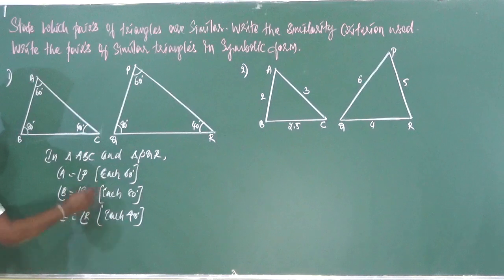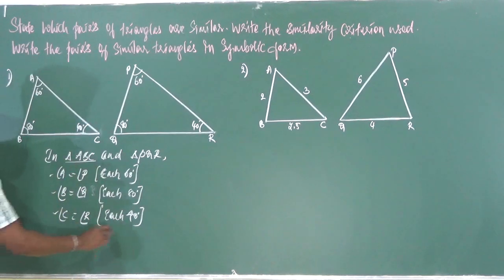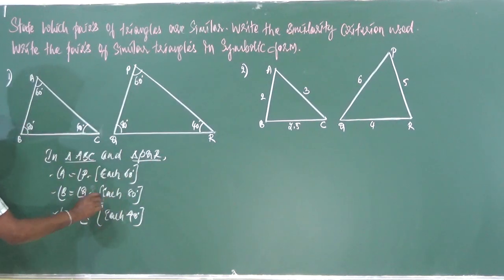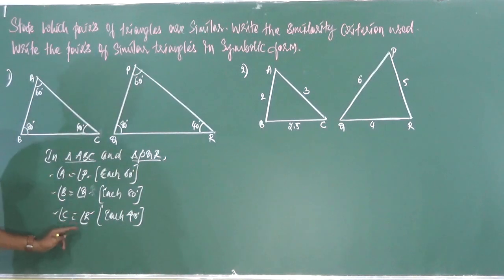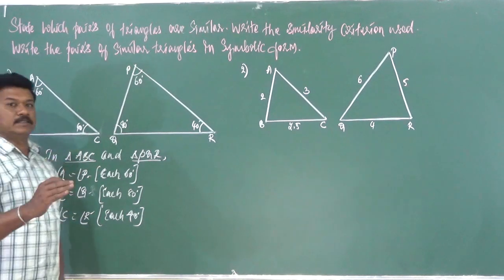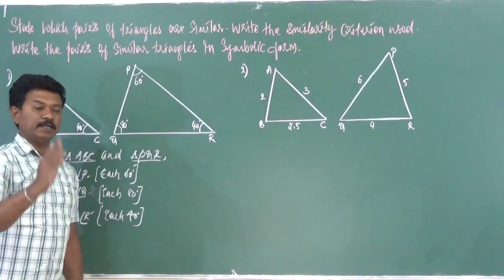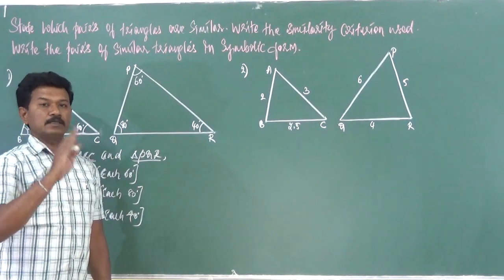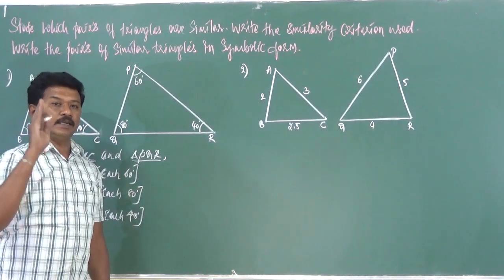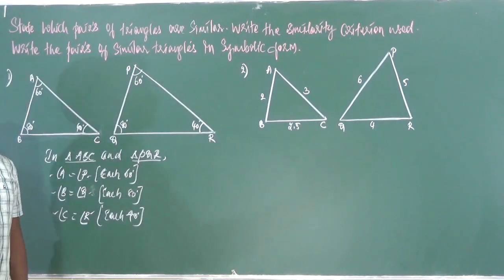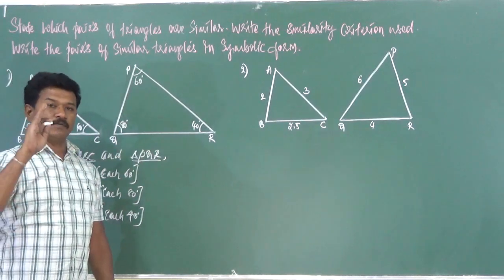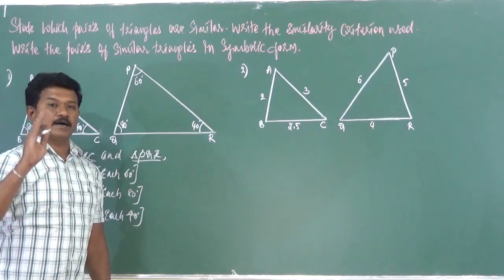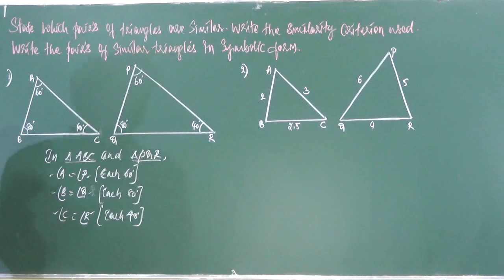Right. So in the first triangle we have 3 angles, and in the second triangle we have the corresponding 3 angles which are all equal. So corresponding angles of both the triangles are equal. So if the corresponding angles of 2 triangles are equal, then the triangles are said to be equiangular. So according to AA criterion, if 2 triangles are equiangular, then they are similar. So this is AA criterion.